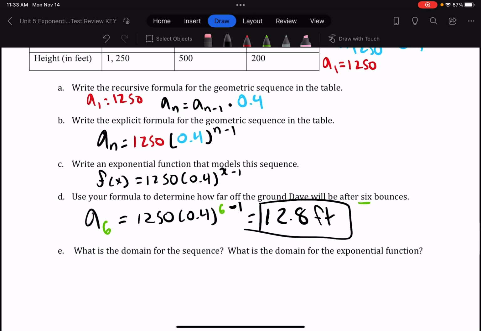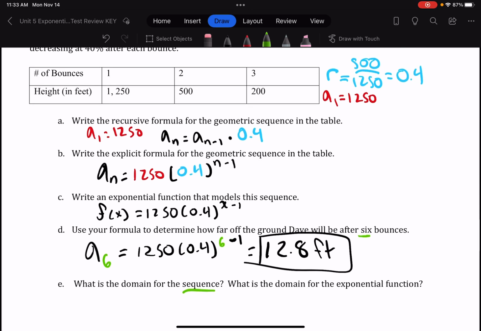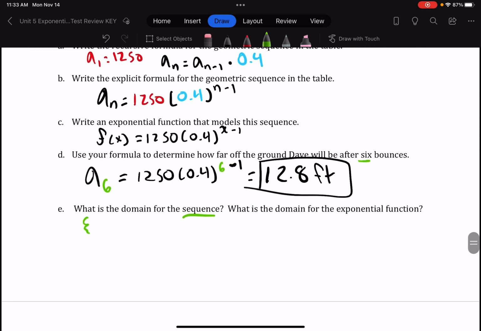The last thing it asked me is what's the domain of the sequence and what's the domain for the exponential function. So for my sequence, I know I've only been given the values 1, 2, and 3, so the domain for my sequence is going to be listed as 1, 2, and 3. This is a discrete sequence because we're not connecting those dots. I haven't told you about the stuff in between.